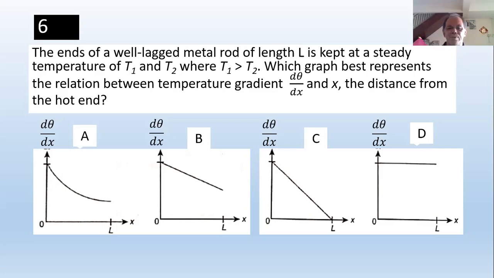You want the temperature gradient, how the temperature changes with distance. Are they inversely proportional or directly? No, temperature gradient is constant. If it's temperature against distance, then it is B. If you take the gradient, that's your d theta/dx. Understand or not? That one is constant if it's lagged. So the answer is C.